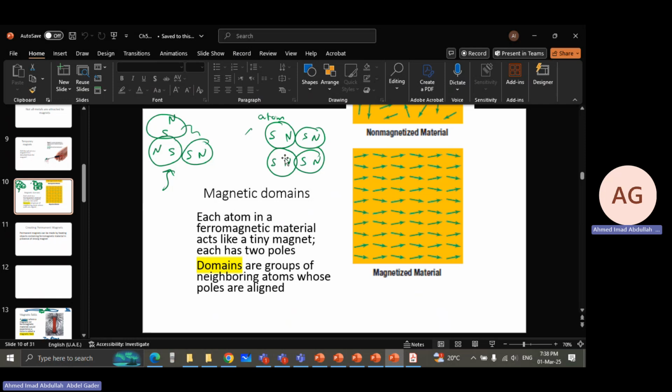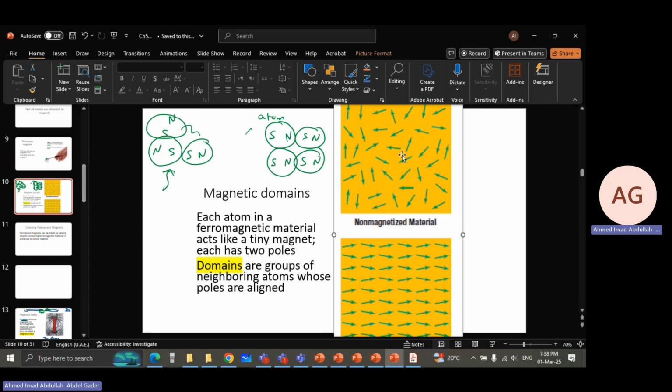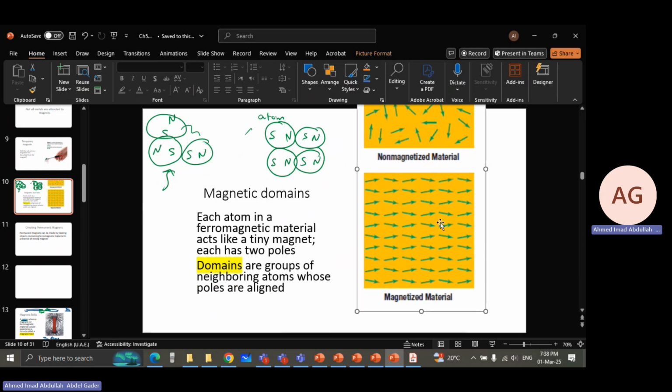Now, if a group of atoms are all pointing in the same direction, we call this group of atoms a domain, represented by an arrow. If a material is non-magnetized, then these domains are randomly oriented. However, if a material is magnetized, then it will follow a more regular orientation or pattern. Moving on.